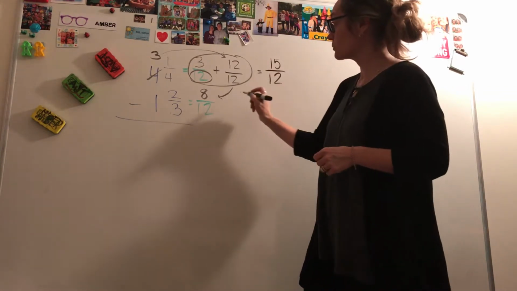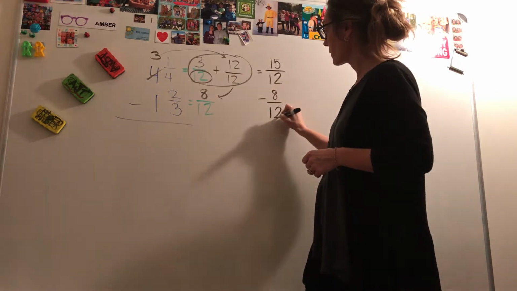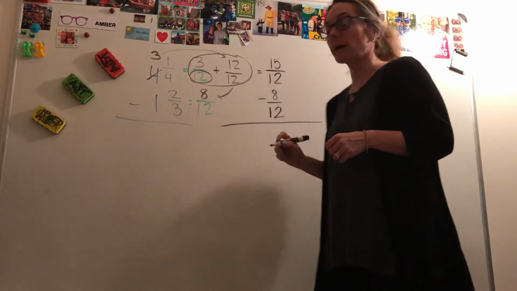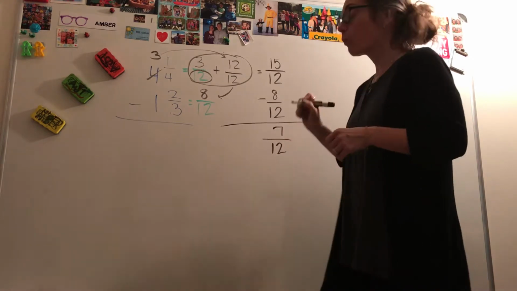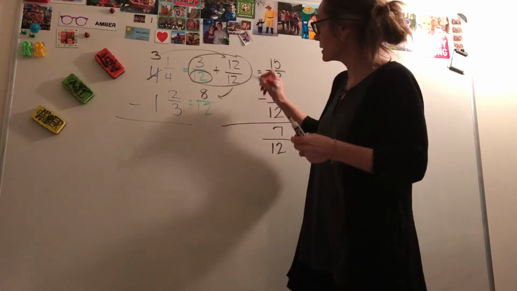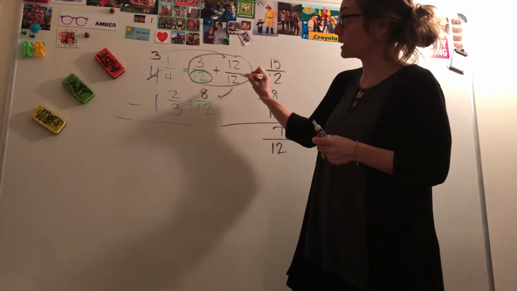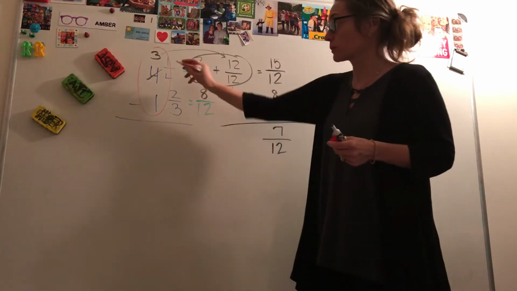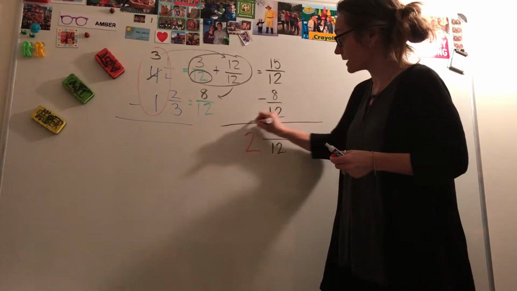Now I can go ahead and subtract 8/12 from 15/12. Okay, 15 minus 8 is 7. I keep my denominator the same. One very important thing, you cannot forget your whole numbers. If you want to continue to rewrite them every time you carry, every time you make an equivalent fraction, you can. Just don't forget to go back to them. They're crucial. 3 minus 1 is 2, and that's going to make my answer 2 7/12.